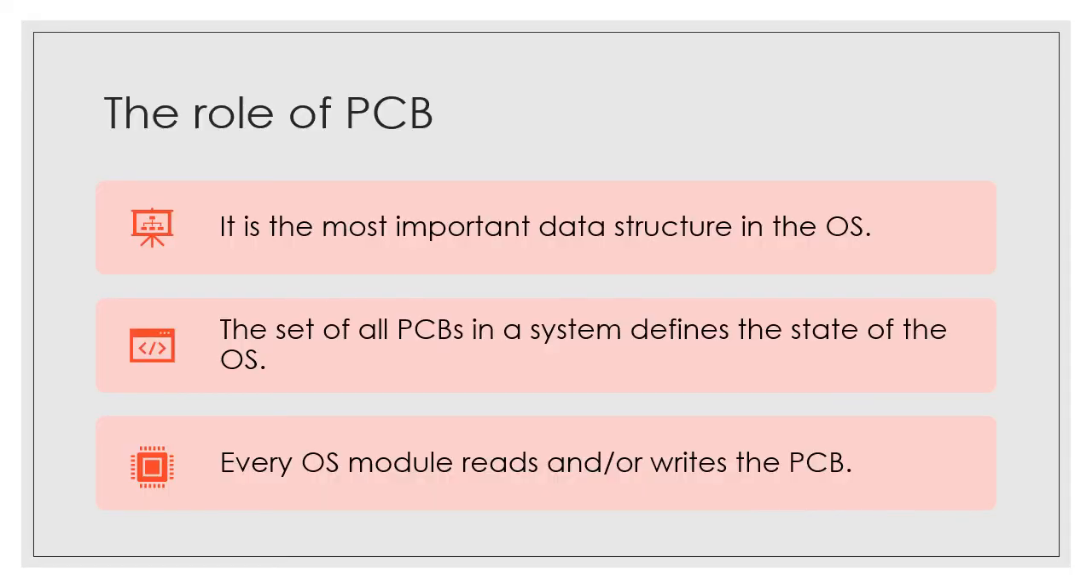Now that we have seen the structure of the process control block, it is important that we talk of the role of the process control block in an operating system. One thing that you must have realized by now is that it is the most important data structure in the operating system, because if something happens to the PCB, then your process is lost. The set of all PCBs in a system defines the state of the operating system. Every OS module reads and or writes the PCB.